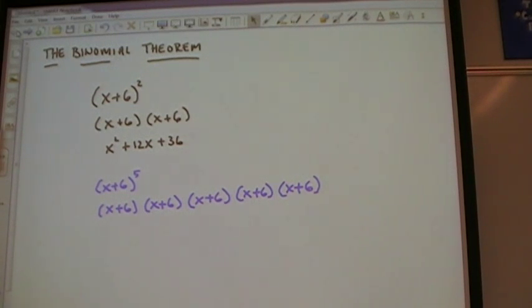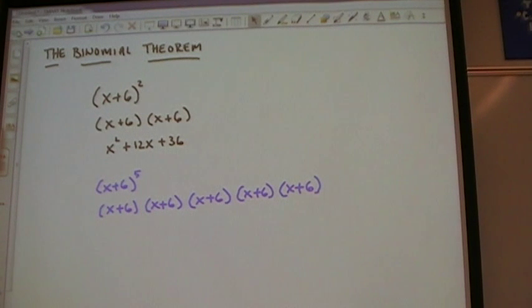This is the binomial theorem. That's the name of the section, but we're not actually going to use the binomial theorem. This section teaches you two different ways to expand binomials. One of them is the binomial theorem. The one we're going to use is Pascal's triangle. And you've probably seen Pascal's triangle, but I'll show it to you in a second.